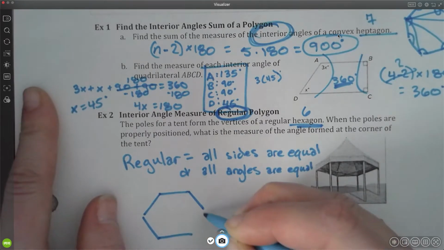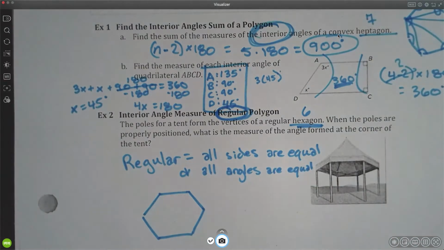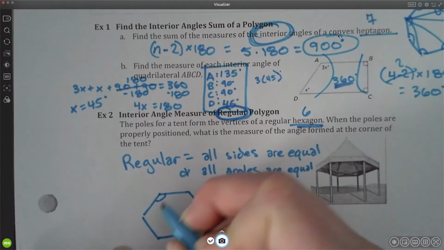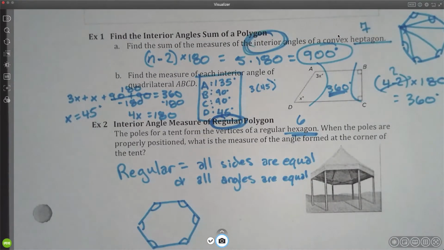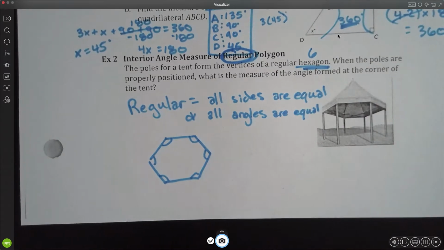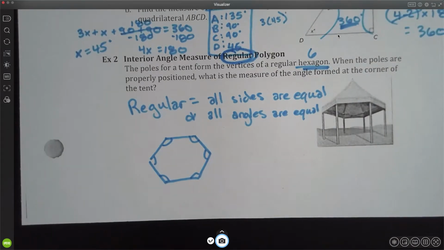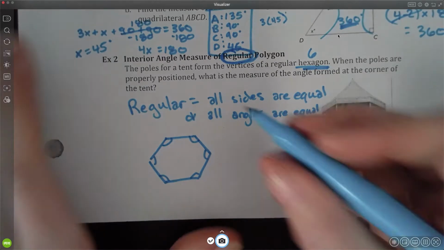Okay, there's my hexagon. Because it's regular, I know that all the sides are the same and all of the angles are the same. I need to figure out what one of those angles individually is. There's something I have to do first: take 4 times 180 and then divide it by 6. Right, so n minus 2 times 180.